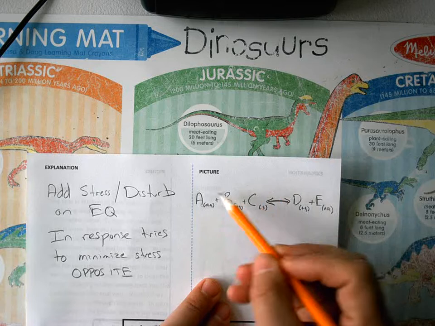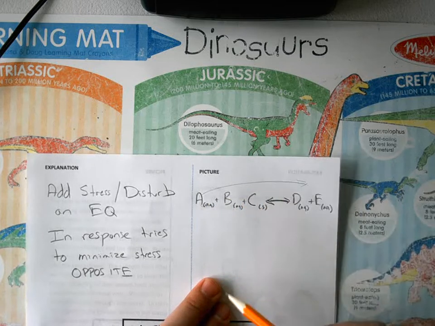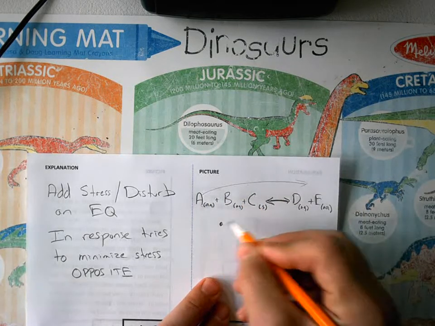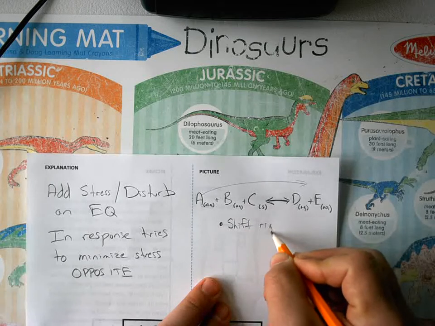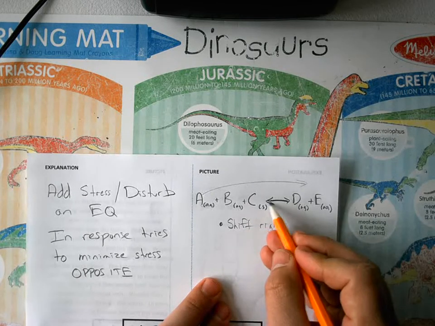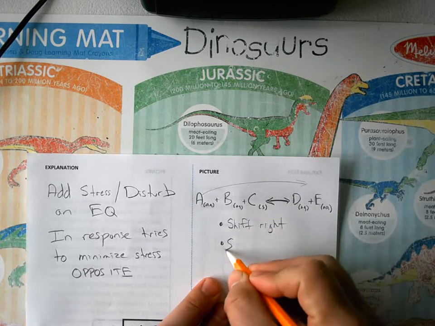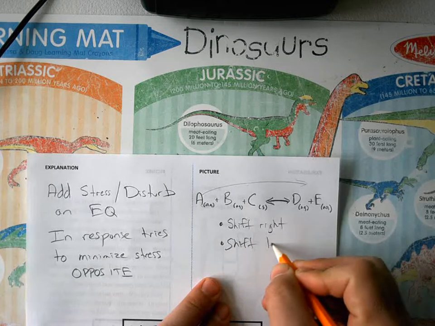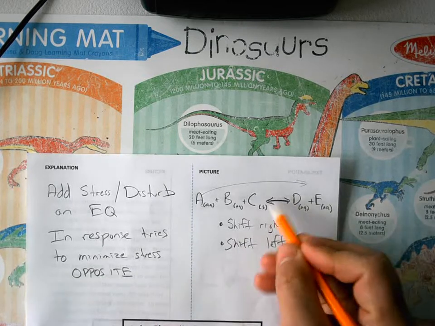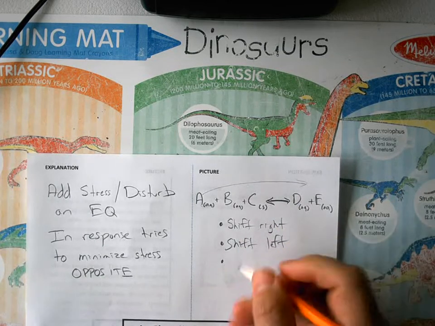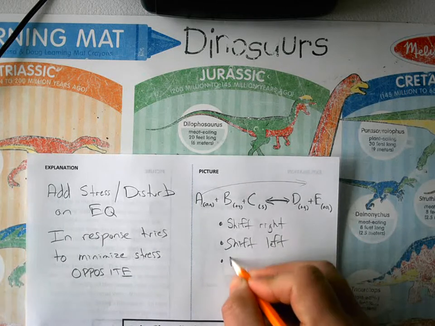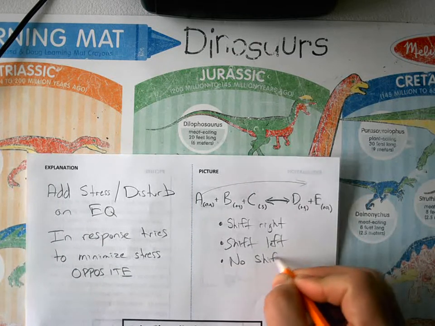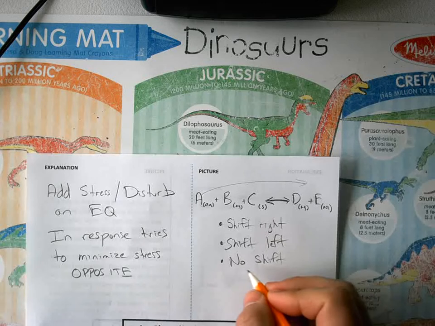Now if you want to remove something, you would go away from it. So this would shift to the right then. So our two options now for what's going to happen, you would kind of say shift right. This would mean you're favoring the forward reaction. Now you might be shifting left, and this would mean you're favoring the reverse reaction. And my favorite, and sometimes it's obvious, is no shift.